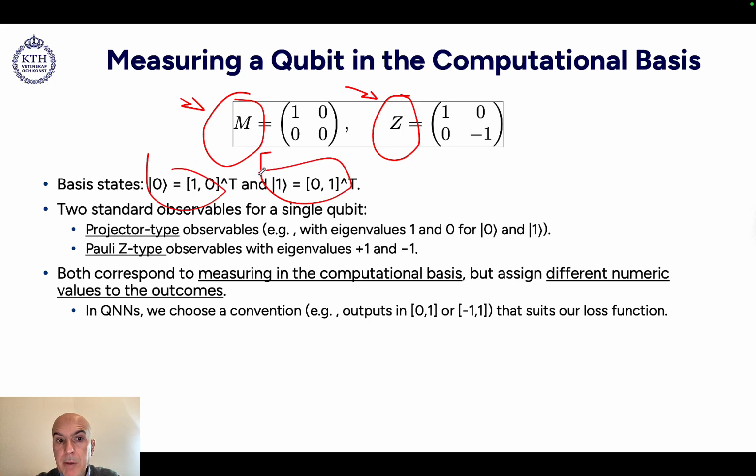There are two standard observables for a single qubit. The first one is a projector type observable with eigenvalues 1 and 0, respectively for state 0 and 1. We can also have a Pauli Z type observable with eigenvalues +1 and -1. Both these observable measurements correspond to measuring in the computational basis, but assign different numeric values to the outcomes. In quantum neural networks, we choose a convention, either output between 0 and 1 or output between -1 and +1, which will suit our loss function.